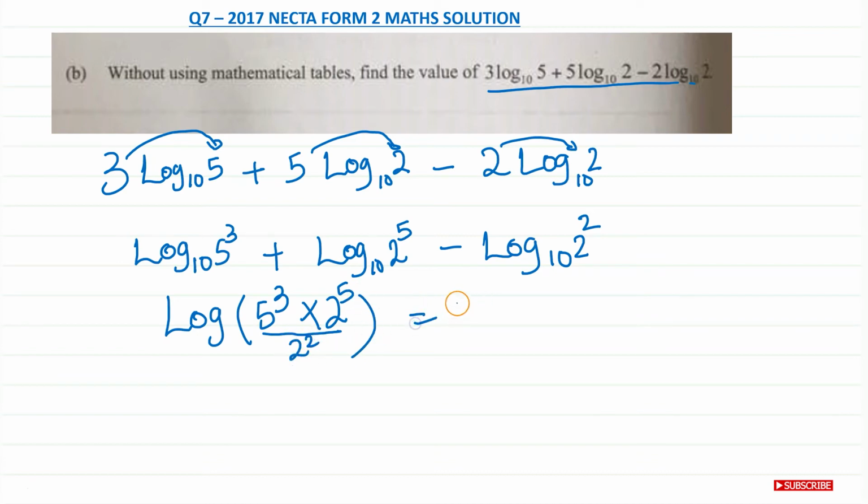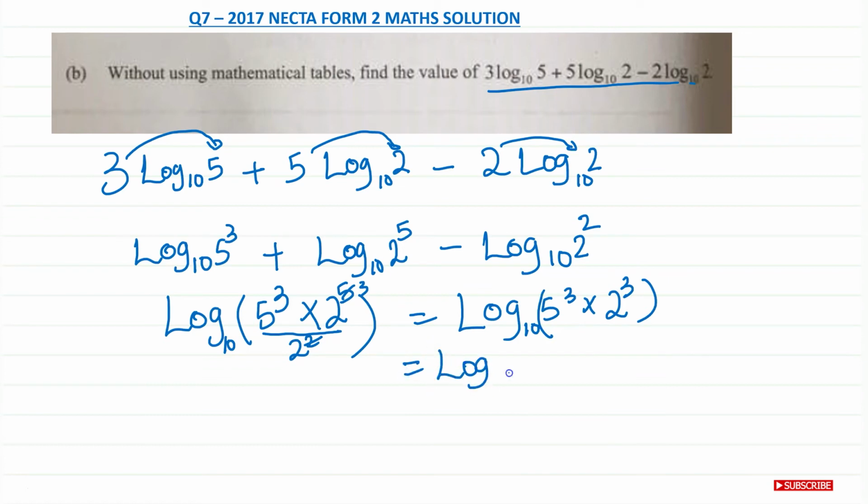So this will give you log 2 squared and then 2 to the power 5 here. That will give you 2 to the power 3. So this would cancel, and then here you would just have 3. So you have a log of 5 base 10. Let's not forget that. 5 cubed times 2 cubed. That's what we have. So we can write this as log base 10 of 5 times 2 to the power 3.